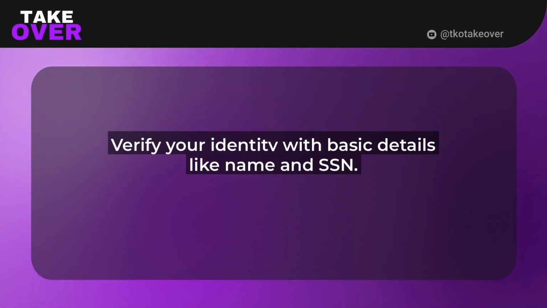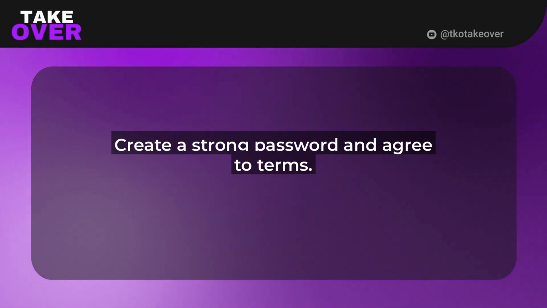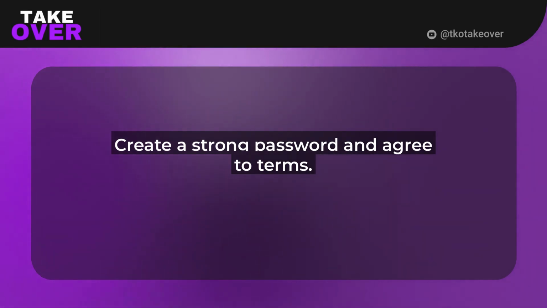Robinhood takes security seriously, so they'll ask for some basic information like your name, date of birth, and social security number. Don't worry, it's all encrypted and safe. After that, you'll need to create a strong password and agree to the terms of service. Make sure to read through them quickly to understand the basics.